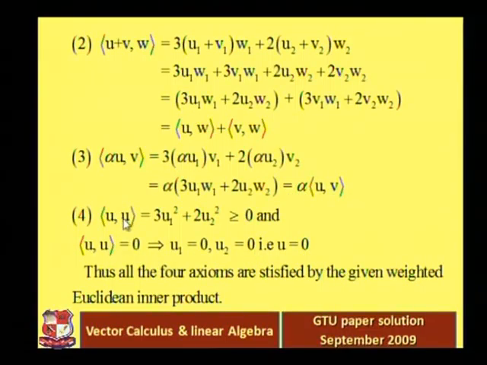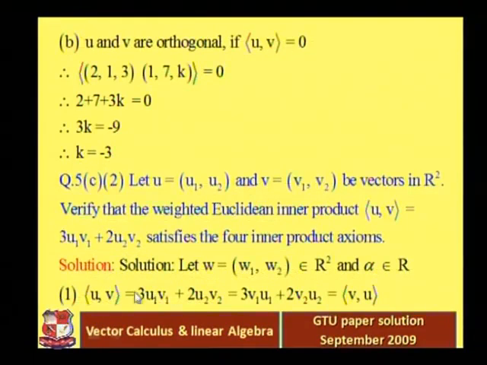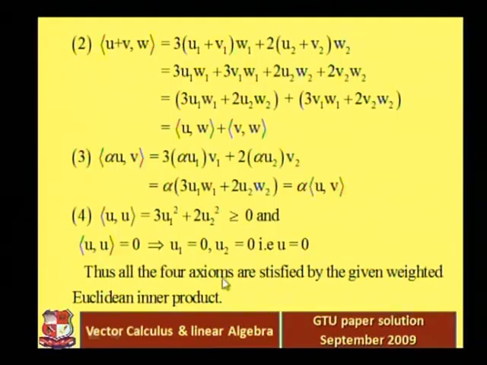that is equal to alpha into inner product uv. The inner product of u with u is equal to 3 u1 square plus 2 u2 square, that is always greater than or equal to 0. If the inner product of u with u is equal to 0, then u1 is equal to 0 and u2 is equal to 0. So you can see quite easily we can satisfy the 4 axioms or 4 conditions to become an inner product space for this weighted Euclidean inner product. So thus all the 4 axioms are satisfied for the given weighted Euclidean inner product. So here is the complete solution of this question paper. Thank you.